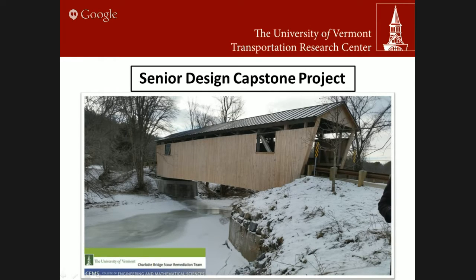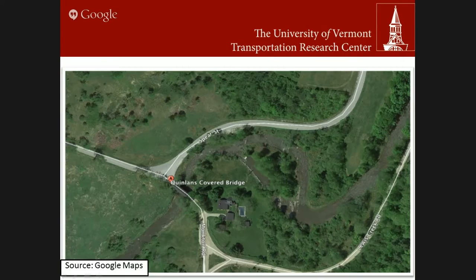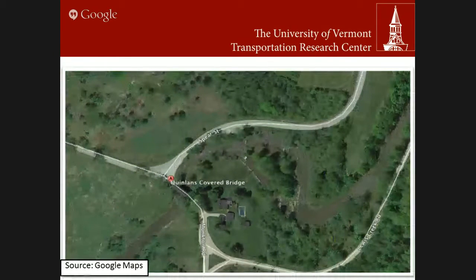So Professor DeWalker and the senior design team at UVM were able to set us up with actually doing a design for a real bridge, looking at a real-world application. So we looked at the Quinlan's Covered Bridge in Charlotte, Vermont. It's about 30 minutes south of here. It crosses the Lewis Creek at the intersection of Spear Street and Moncton Road. So if you just keep going down Spear Street, you'll eventually see a covered bridge.